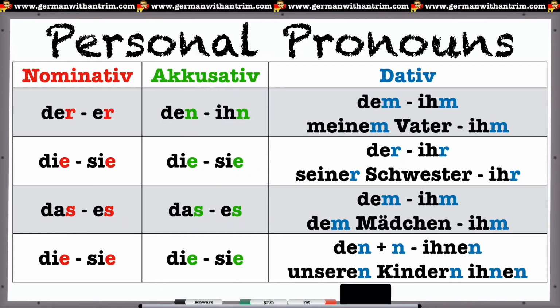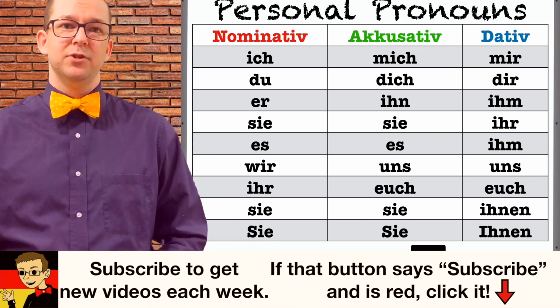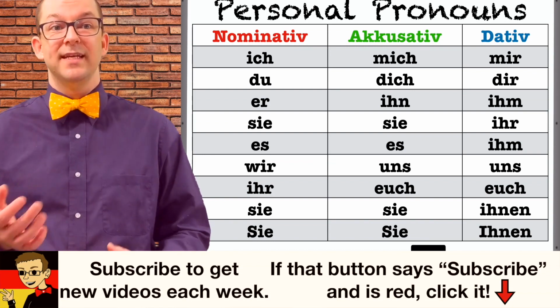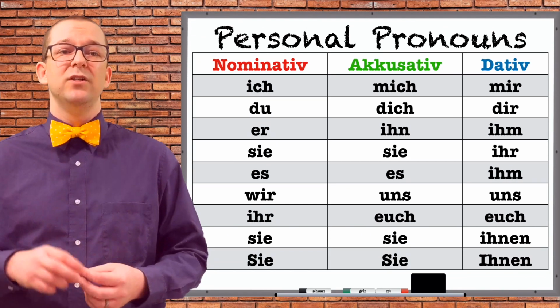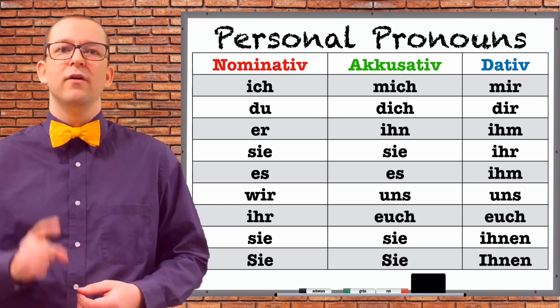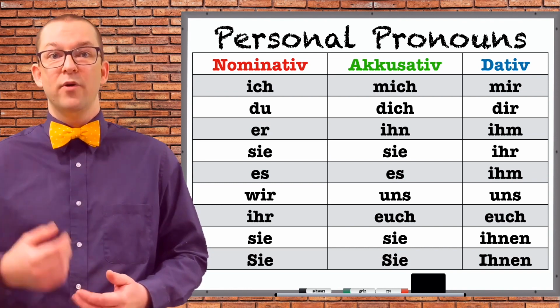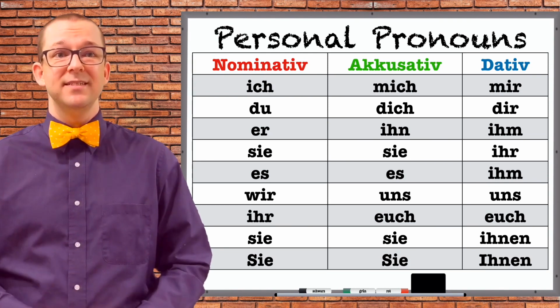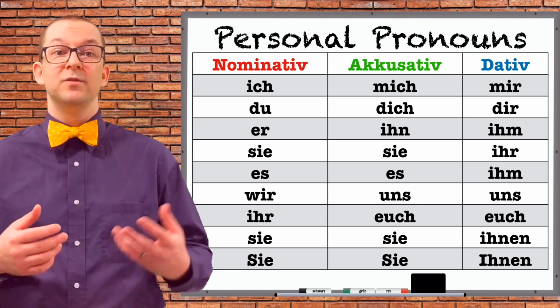Notice that when I said meinem Vater, I replaced it with ihm, seiner Schwester with ihr, dem Mädchen with ihm, and unseren Kindern with ihnen. Obviously, you won't always be able to use the third-person pronouns for the indirect object. Occasionally, you will need a second-person, you, or a first-person, I or we, pronoun instead. In those instances, you need to remember which pronouns mean what.